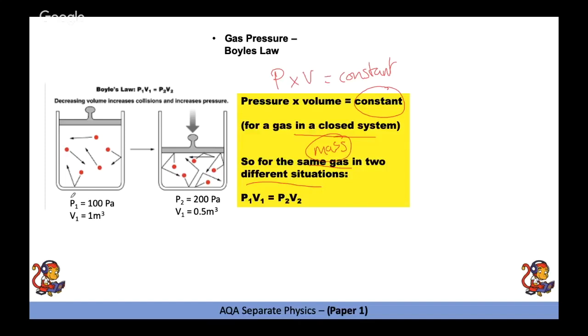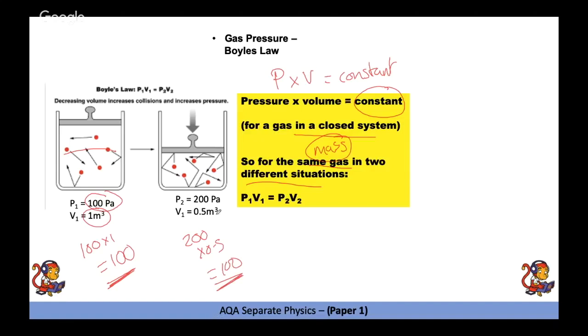So let's have a look over here. In this container here, I've got a slightly larger volume. My pressure is 100 pascals. My volume is 1 meter cubed. So 100 times 1. So my constant is going to be 100, meaning that hopefully, if I've calculated this correctly, when I reduce the volume by half, my pressure should double, giving me the same constant. So here we go. My pressure is now 200. My volume is 0.5, meaning my constant is now still 100.